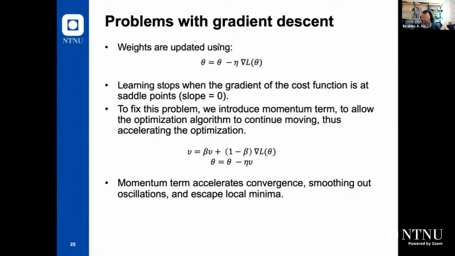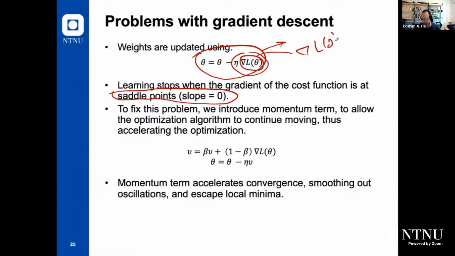The problem is that when we update the weights using this equation, it's fine. We will be able to solve many problems because it's like theta or omega equals omega minus eta multiplied by the gradient. This is okay. But the problem, in fact, is that learning will stop when the gradient of the cost function is at a saddle point. We have something called a saddle point, where the slope equals 0. So this equation will work fine until the gradient L of theta becomes 0. In this case, we will not be able to learn or update our weights when the slope becomes 0.